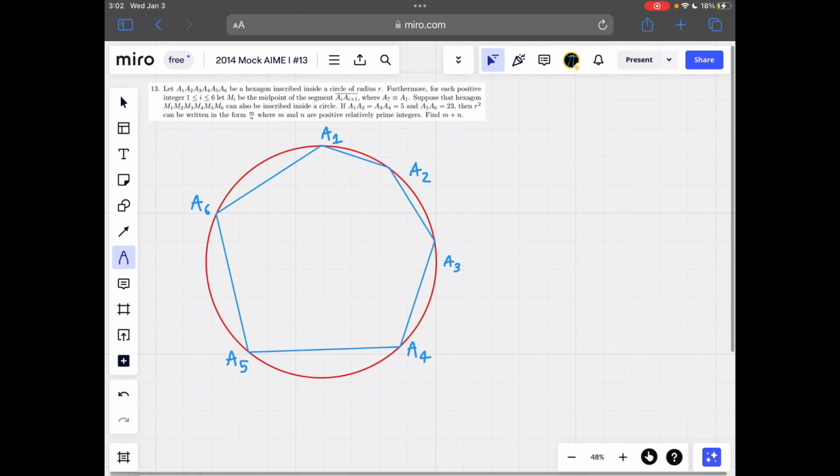If A1A2 equals A3A4 equals 5, and A5A6 equals 23, then r squared can be written in the form m over n, for relatively prime positive integers m and n. What is m plus n?